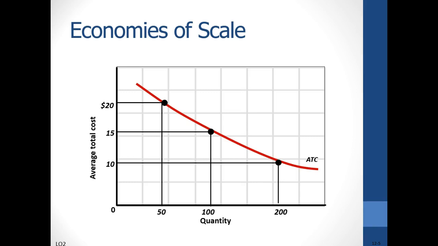A declining long-run average total cost curve over a wide range of output quantities indicates extensive economies of scale. A single monopoly firm can produce, say, 200 units of power at a lower cost of $10 each than could two or more firms that could combine to produce output of 200 units.